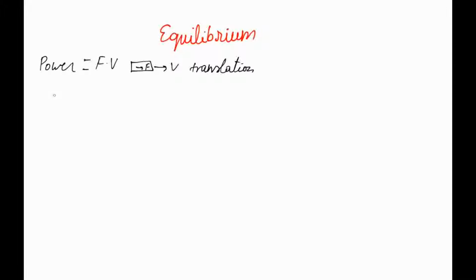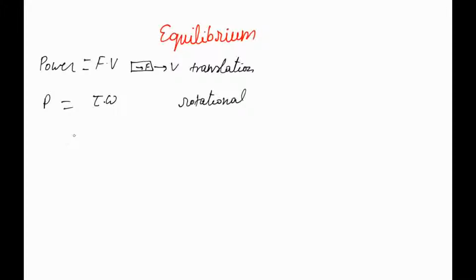And when we have to talk about power in angular systems, we can certainly draw an analogy, because we can draw analogies in all the equations between translational and rotational systems. So F simply gets replaced by T and V simply gets replaced by omega. So this is the power for rotational systems.